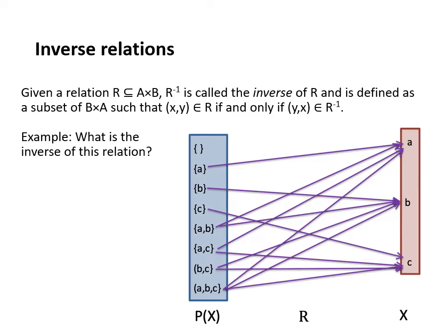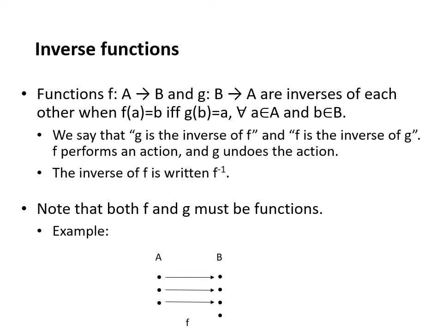So what is the inverse of this relation that is given in this arrow diagram? Well, it's really simple to define it. You do it by just reversing the arrows in the diagram. So, you know, the first arrow would point in the other direction, and so on. What are the inverses of functions?